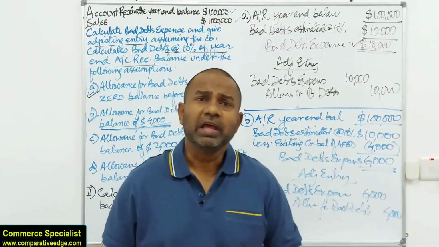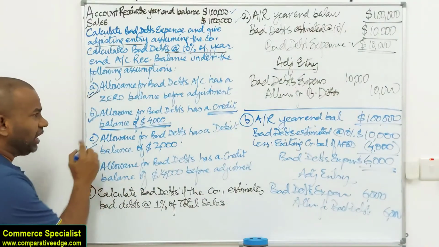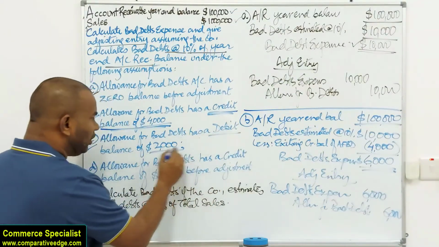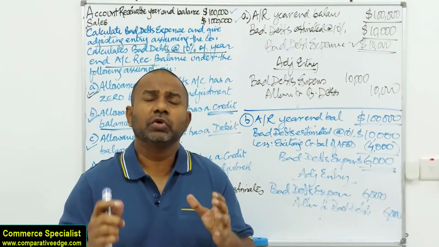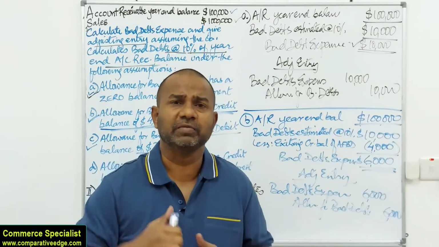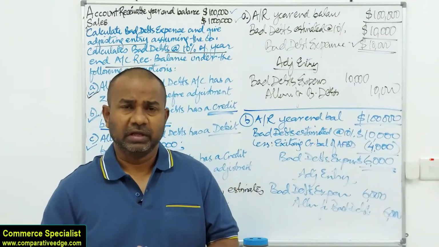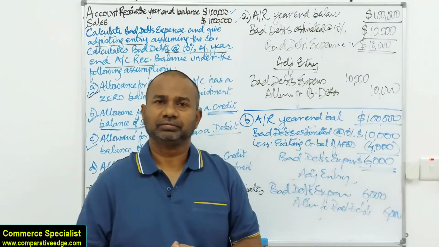On the contrary, if you look at part C, bad debts have a debit balance. What does this debit balance in allowance for bad debts show? It shows that last year bad debts were underestimated. That's why, if we had a debit balance here, I would have added it.